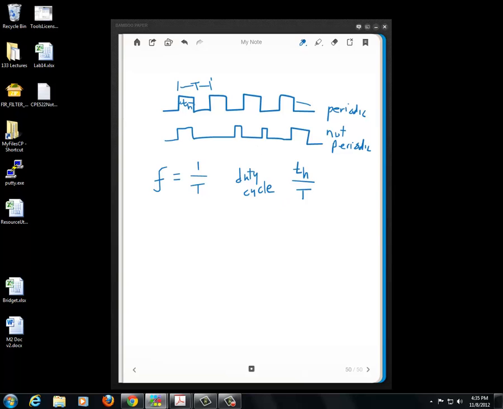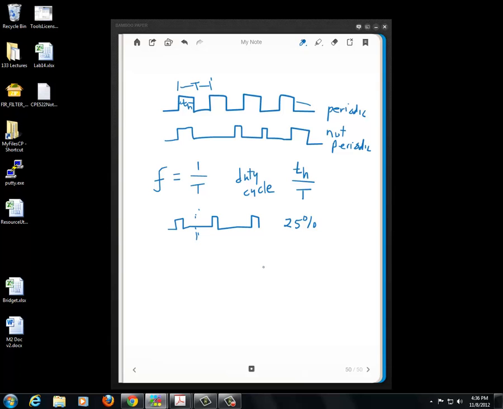So in my drawing, it looks like we have a 50% duty cycle because the time that it's high is the same as the time that it's low. But let's say I had a signal that looked like this. So what I tried to draw here is that the time it's high is a quarter of the period. So here this would be a 25% duty cycle.